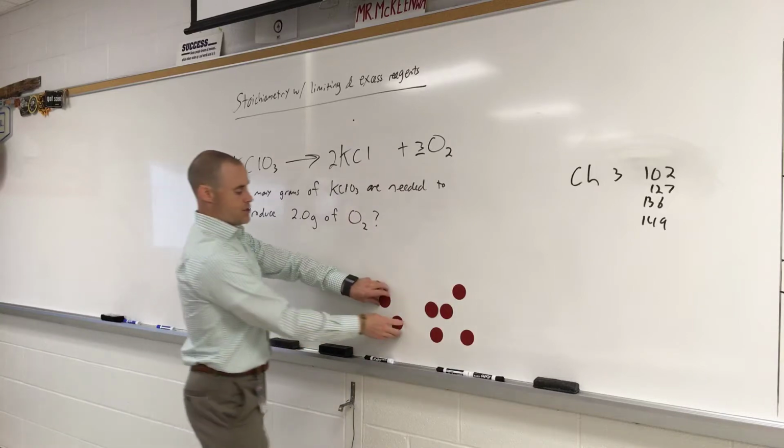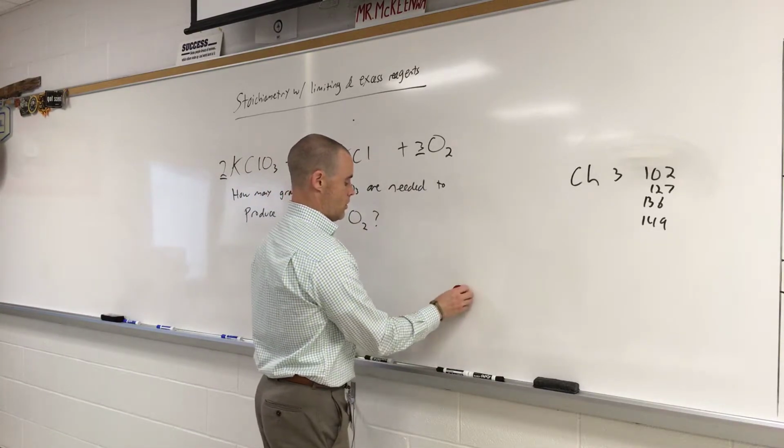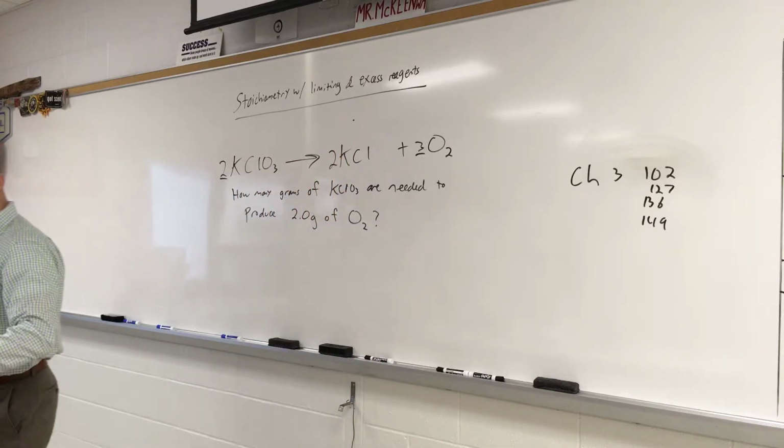So 2 to 3 mole ratio. Convert your grams that they give you to moles. Work backwards and then convert it to grams.